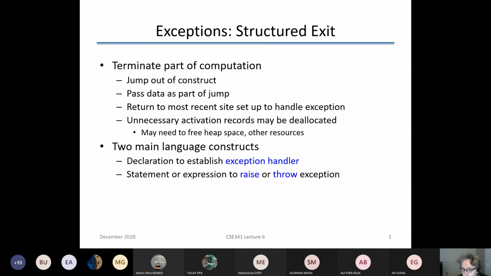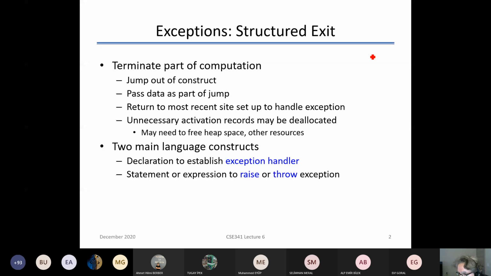You have to get out of there, get out from your normal flow, and to do that, you have to pass some data so that wherever you are jumping to handle the exception, you have to pass some context data. You pass context. In what context did this particular exception happen? And what is the state around which that happened? The context, the actual context. So this is passing data as part of that jump, and then returning to the most recent site set to handle this exception.